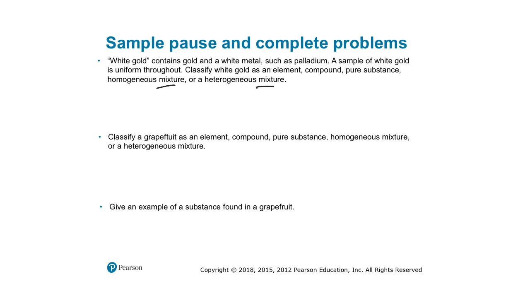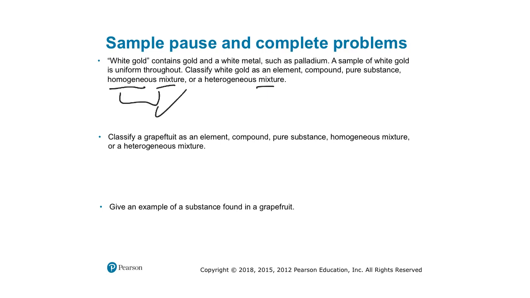And so the key is that we're told the sample is uniform throughout. Uniform throughout is the idea of it appearing to be homogeneous. So being uniform throughout means it's homogeneous. Knowing there's two things present makes it a homogeneous mixture. Okay, so this substance would be a homogeneous mixture.